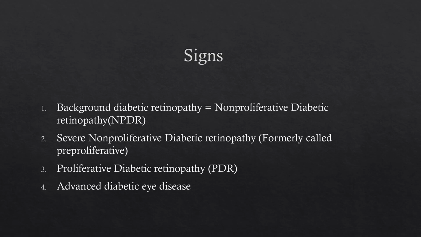We have two stages before the release of the VEGF, which is responsible for the formation of new blood vessels. We will call them the non-proliferative diabetic retinopathy. We could consider this mild. This is stage 1, also known as the background diabetic retinopathy. And we have the severe non-proliferative diabetic retinopathy. Now 15% to 50% of the people who reach this stage will progress to the proliferative diabetic retinopathy. And finally, we have the advanced diabetic eye disease, in which complications begin to occur.